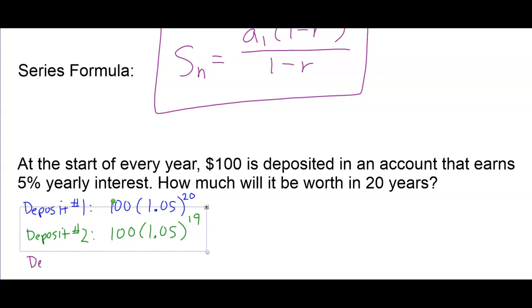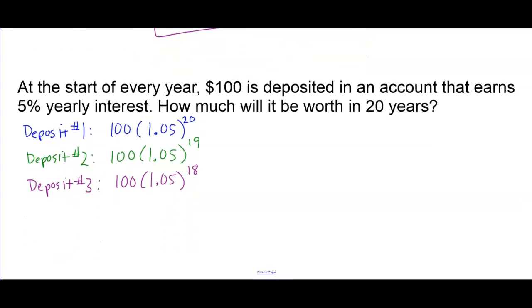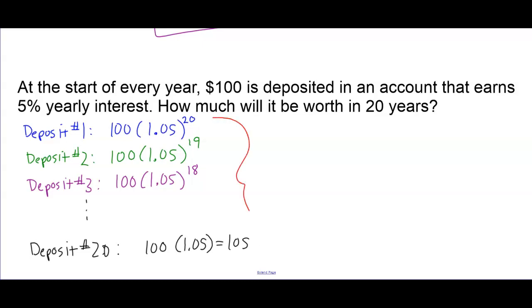And when you get to deposit number 3, same idea, and you can sort of see where this is headed. Deposit number 3, it's in there for one less year, so it only gets 18 years of interest. And so on, and so on, until you get to the very last deposit, deposit number 20, which happened at the start of the very last year, so it's only in there for 1 year. And then, if you really want to figure out what the total is, you have to add them all up. If you add them all up, we are doing a geometric, because notice how the exponents are, if you go from the bottom to the top, the exponents are growing and growing.